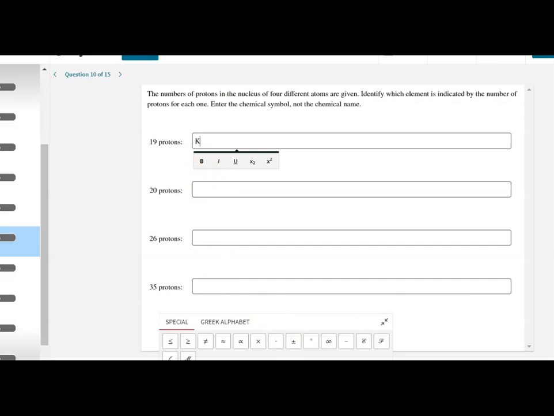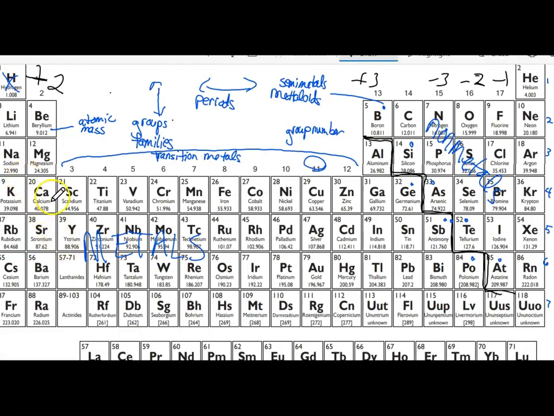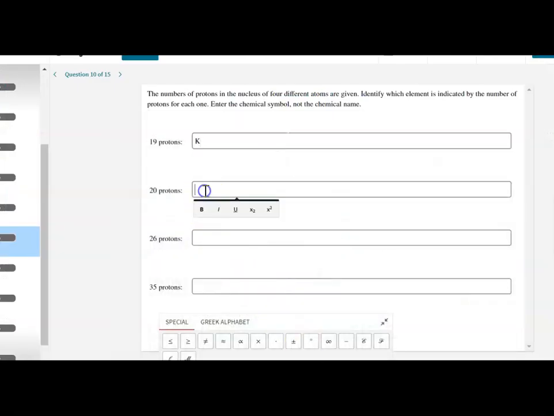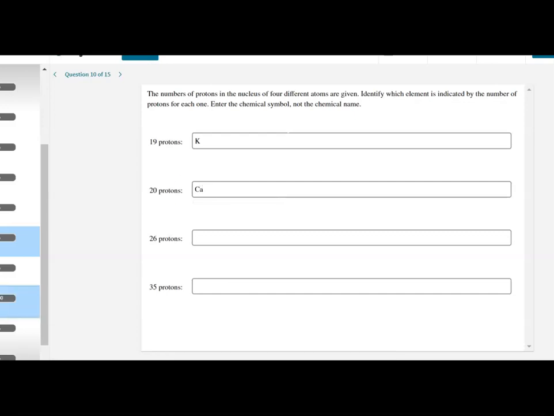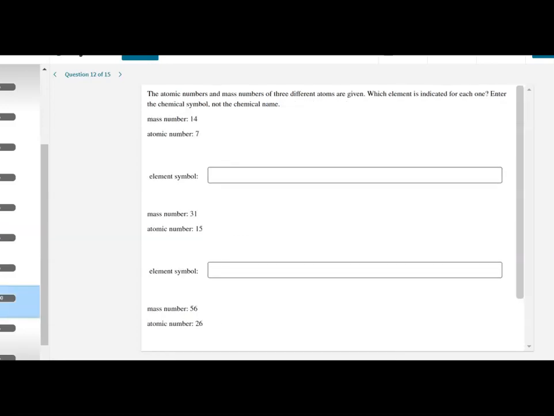20 protons, right next to it is Ca, calcium. All right, and so on and so forth. And this one, it wants to do the same thing. It wants you to tell which element you're seeing. We don't need the mass number for this. We just need the atomic number. So go to your periodic table, find this atomic number, and type in the symbol for that.